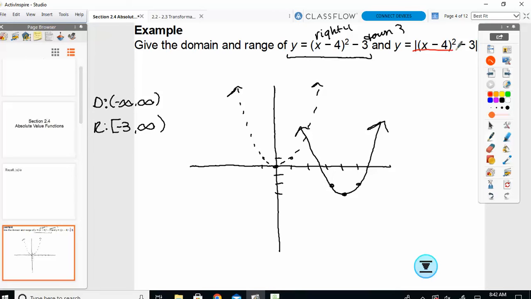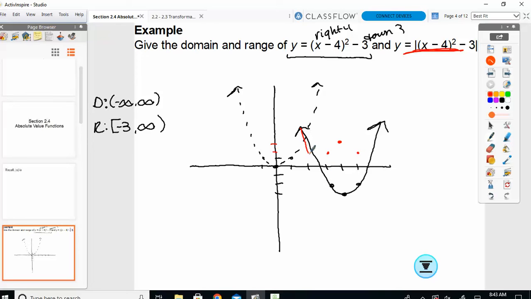So now, what if I said the absolute value of this? If something is positive, does the absolute value change it? No. So the positive parts aren't going to change, but what's going to happen to all these negatives? They become positive. Right, so this point was at 5, negative 3, and it's going to go to 5, positive 3. This point was at 6, negative 2, so it would go to 6, positive 2. 4, negative 2, comes up here.